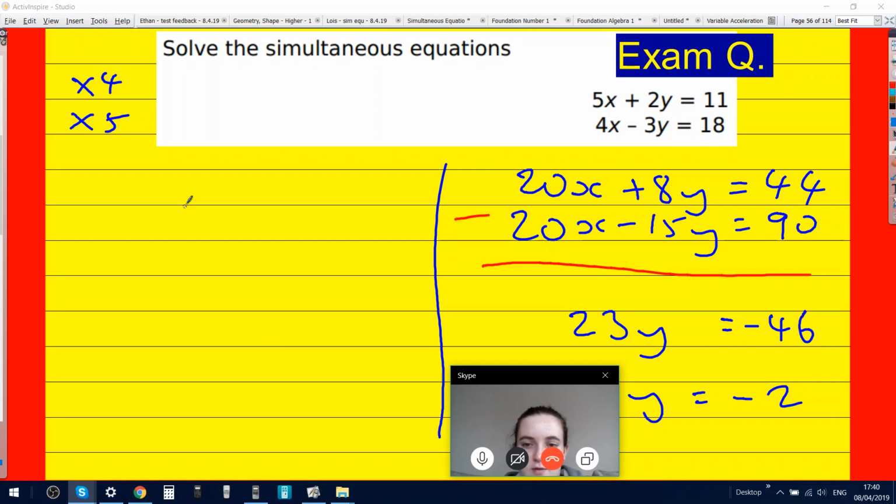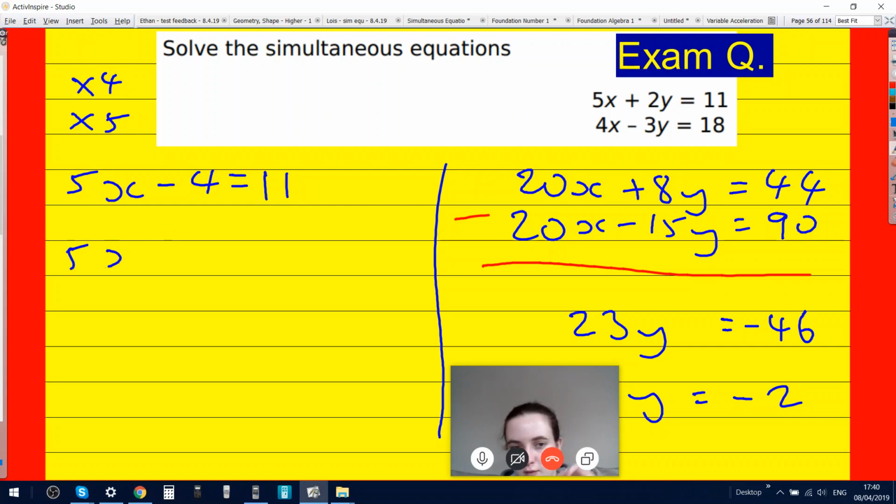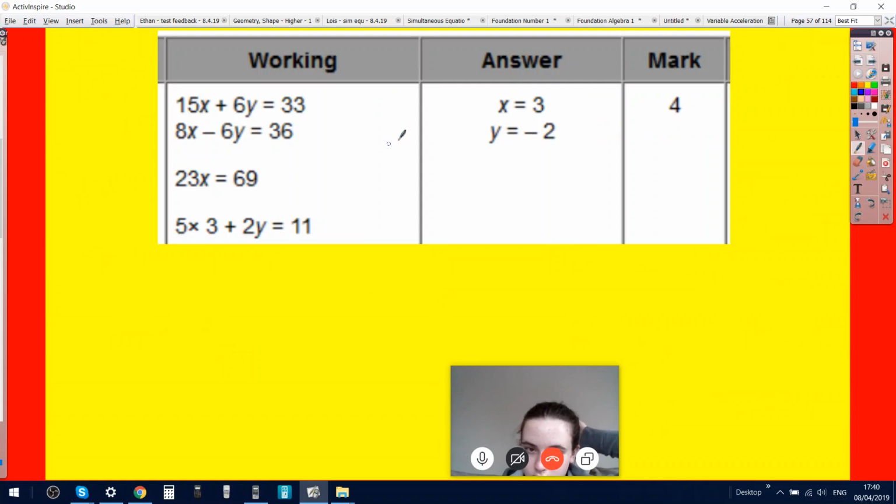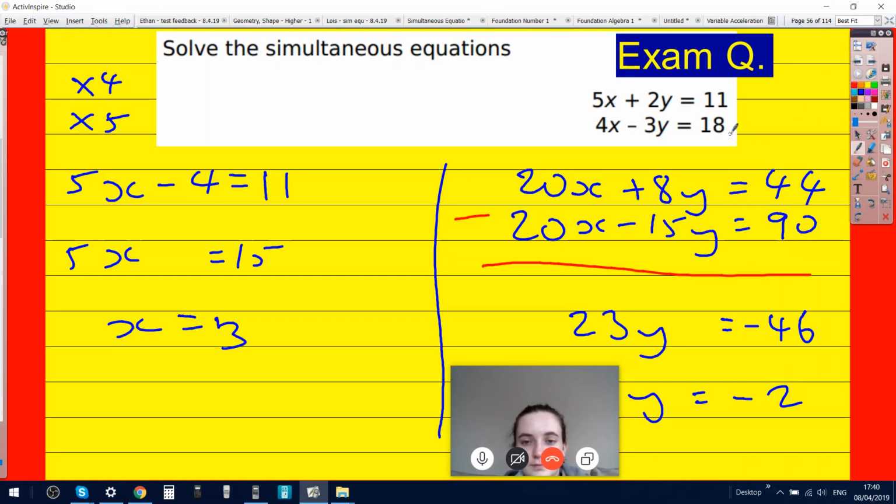Then 5x minus 4 equals 11. Then plus 4, 5x equals 15. So x equals 3. Hold on. X equals 3. Y equals minus 2. Again, 4 marker this time. I chose it because it was tricky. So you times the top by 4, bottom by 5.